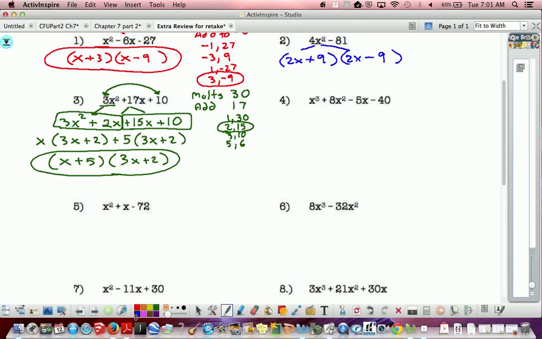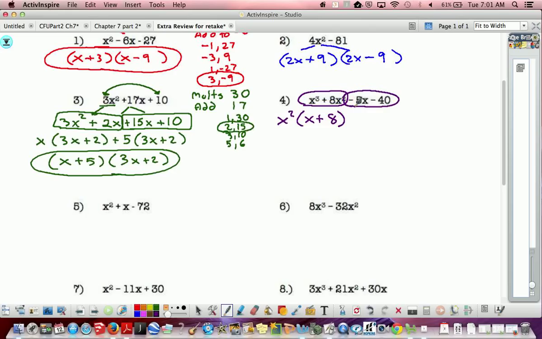All right, moving along to number 4. Number 4, notice how many terms you have. You have 4 terms, right? So, just like our previous one when we created 4 terms, we can go right to factoring by grouping. So I'm going to group the first 2 terms together and see what they have in common. So I can factor out an x squared. I'm left with x plus 8.